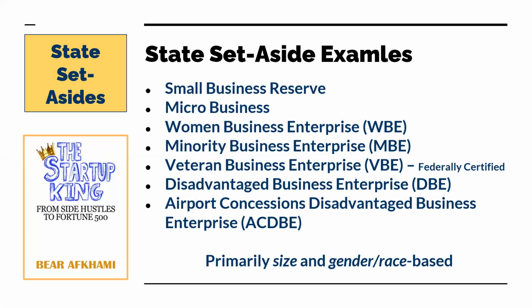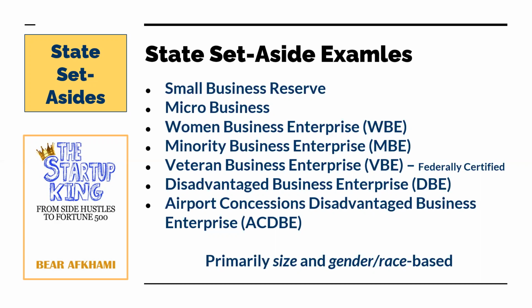Examples of state government set-asides. Again, it's important to have a good understanding of what types of set-asides are out there, because when you're searching for a specific jurisdiction, it's good to know what is available and what you should look for. State set-asides include things like a small business reserve, which is a statewide set-aside for just small businesses. There are micro businesses. Certain states have set-asides not just for a small business, but for example, a business that only makes $1 million annually, or maybe $500,000 annually. And of course, there are special set-asides for those types of businesses.